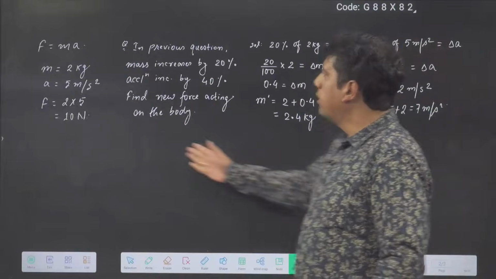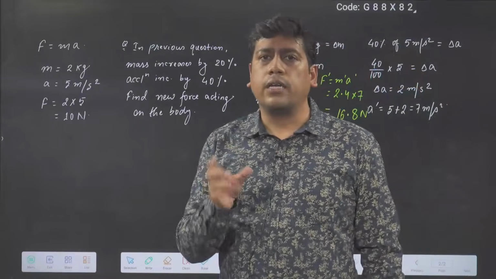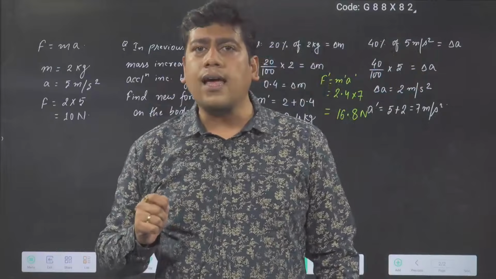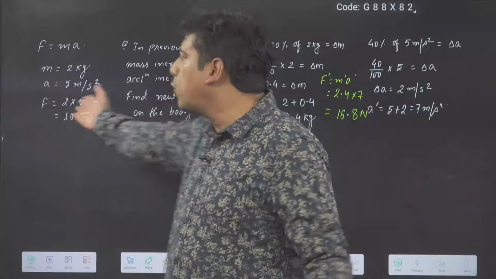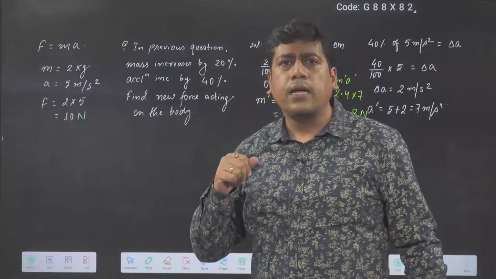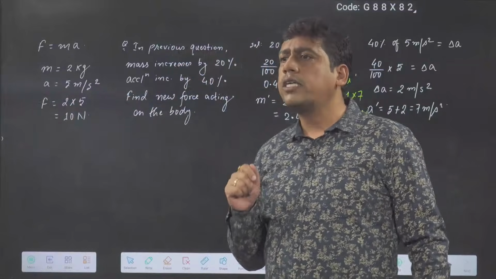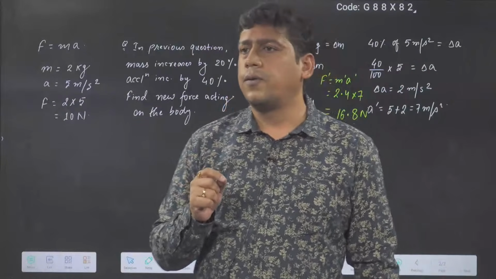This one was easy. This one is tough. But if you consider, the physics part is F equal to ma only. F equal to ma, that is the physics. We are applying F equal to ma in the first question. The second question also we are applying F equal to ma. Then why is the second question tough as compared to the first question? Because the mathematics involved in the second question is tough.